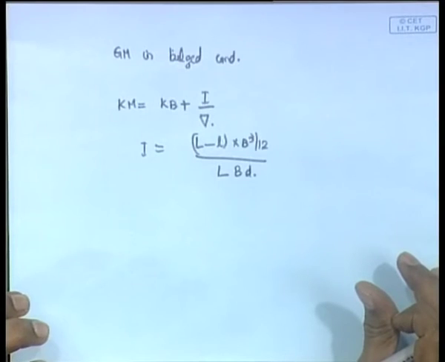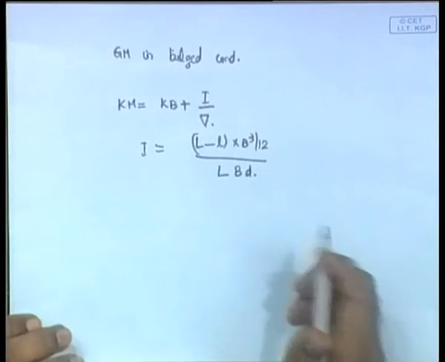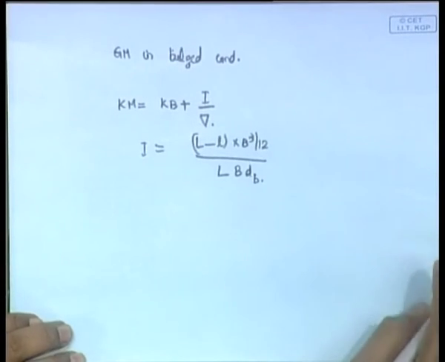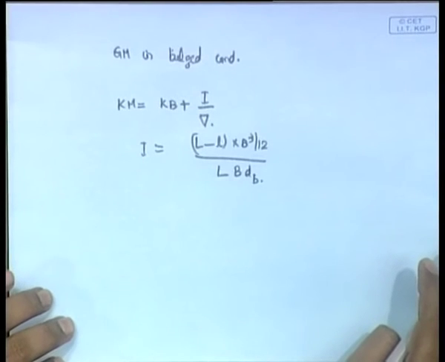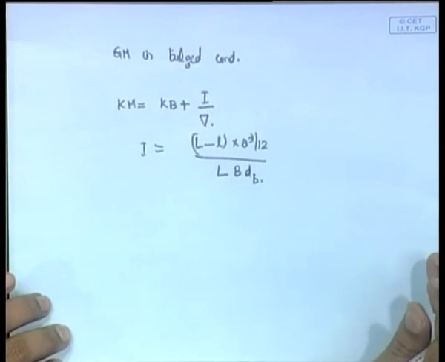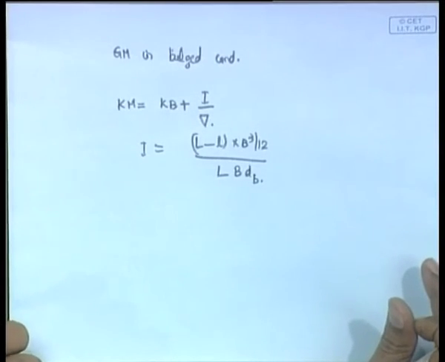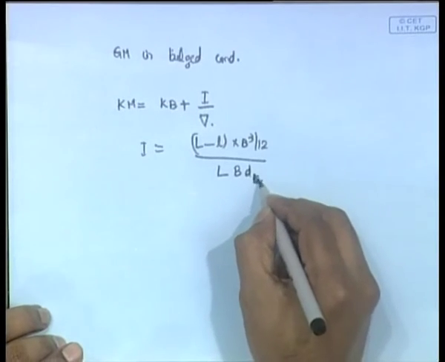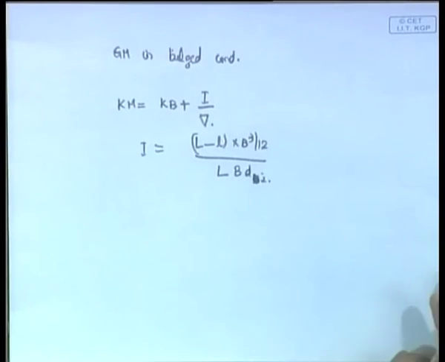This is in the bilged condition, D final. So, D in the bilged condition. We have already calculated the D in the bilged condition. Sorry, I think I made a mistake here. No, this will be D initial. Why? Yeah, that is the question.